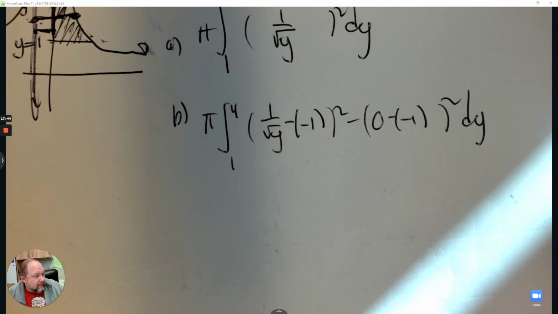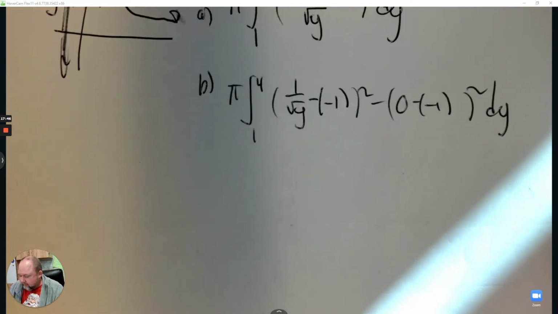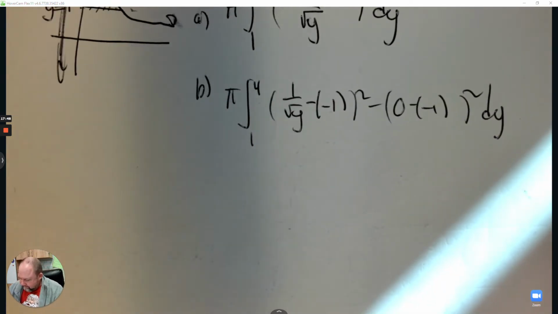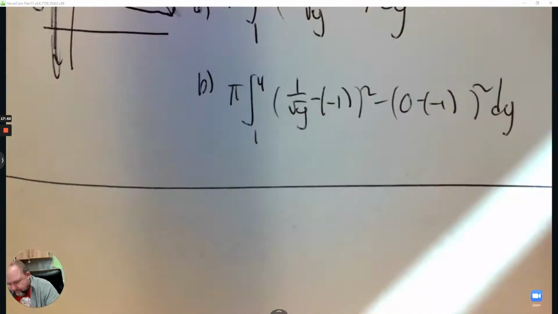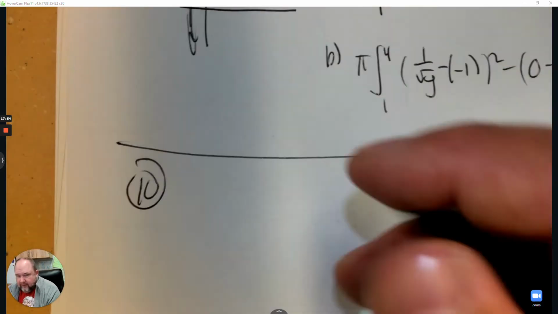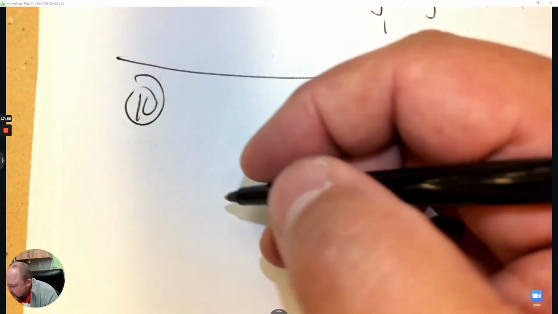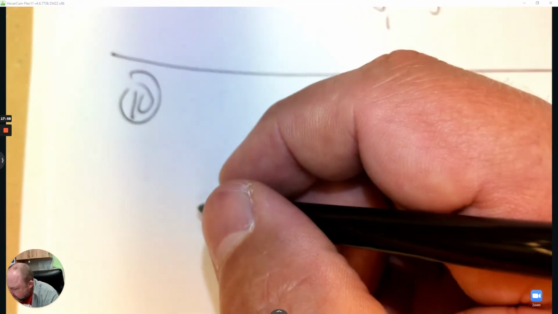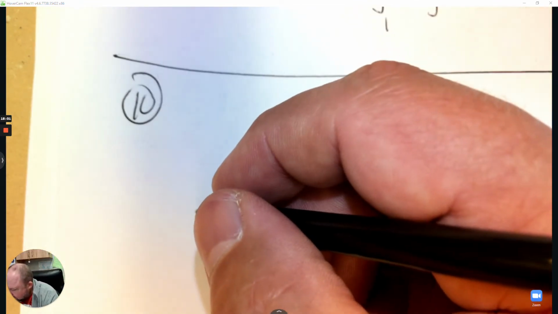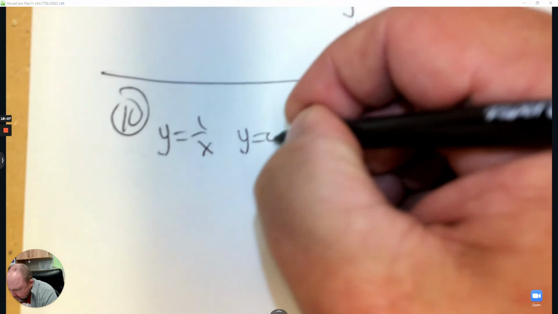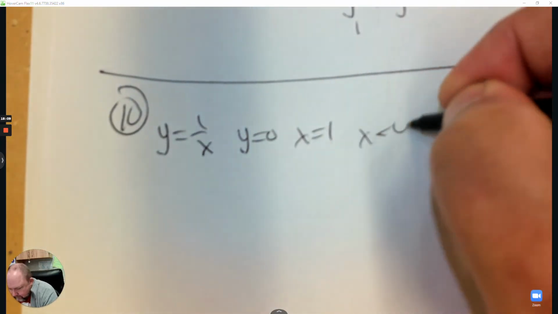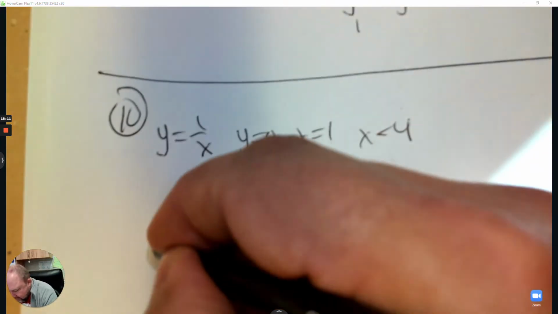All right, number 10. Turn the page. In number 10, it says, set up but don't integrate, finding the volume of the solids described. So this is a good one because you're not given the graph. You have to do some work, which I like. So I'm going to graph this.